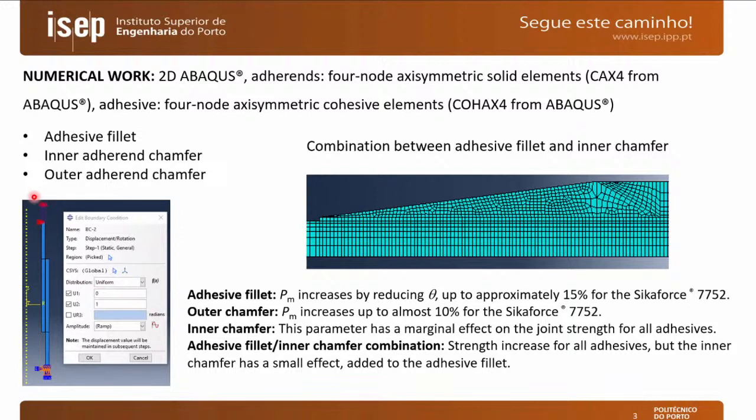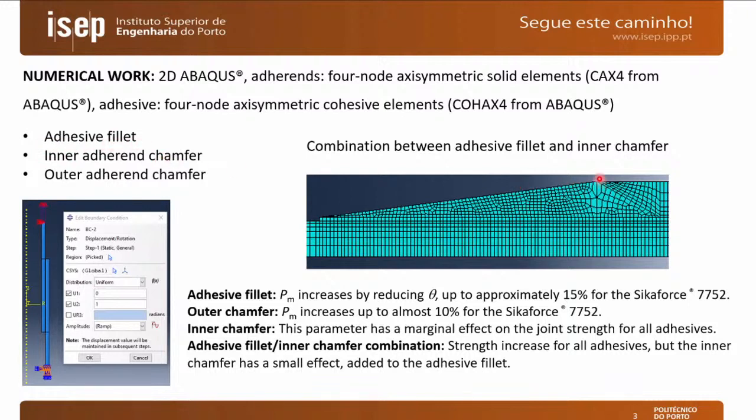Regarding the elements, we considered axisymmetric solid elements for the adherends. The reference from Abaqus is CAX4, which means that the elements have 4 nodes. And we considered also 4-node axisymmetric CZM elements for the adhesive to simulate failure along the adhesive path. And in this case, the reference from Abaqus is COH2D4. We consider different types of geometric modifications, which I don't have time to show all of the results here, but we consider mainly 3 geometric modifications: an adhesive fillet at the edge of the adhesive.